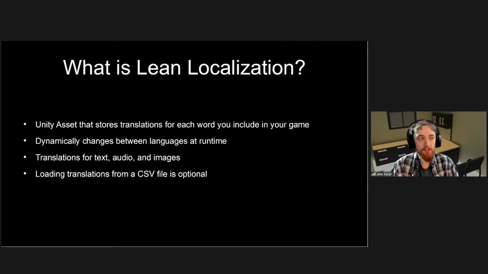So Lean Localization is a Unity asset that stores different translations of the words that you include in your game. It also allows for visual components such as text, audio, and images to change languages dynamically at runtime. To save time, translations can also be loaded from a CSV file, which has been useful in localizing Mythical Freaks.